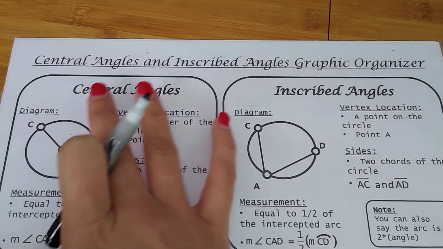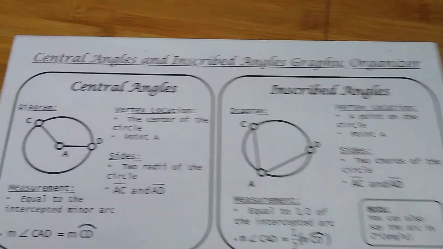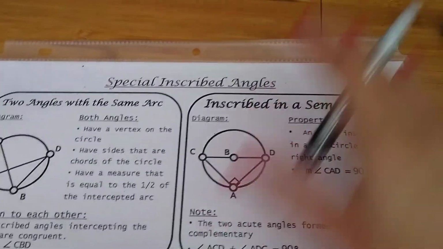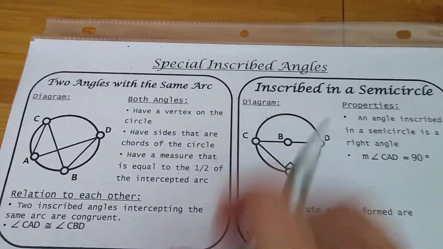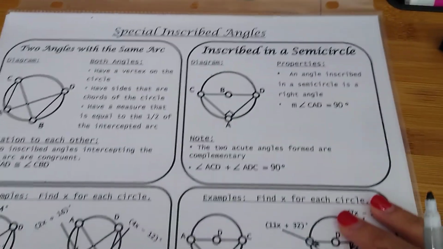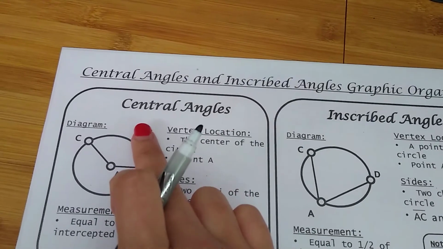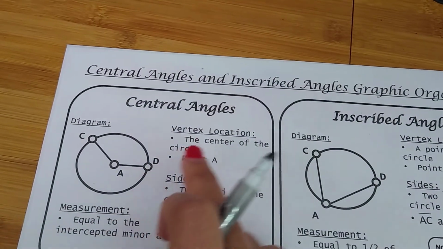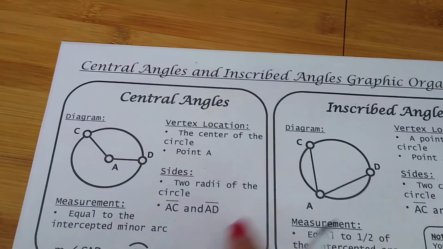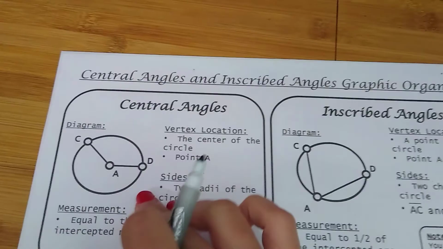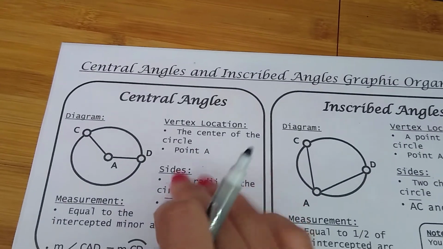So for today we're working on central angles and inscribed angles. On the back we're working with special inscribed angles, and we'll get to that a little bit later. For now we're going to work on the central angles, the vertex location. I'm going to quickly read over the definitions that are already on the page.